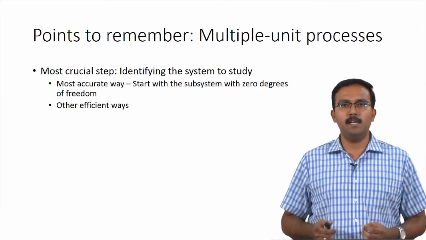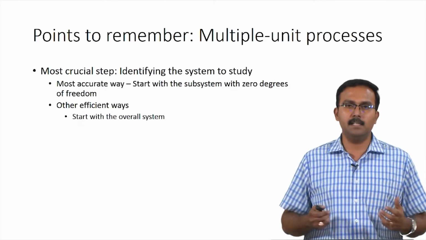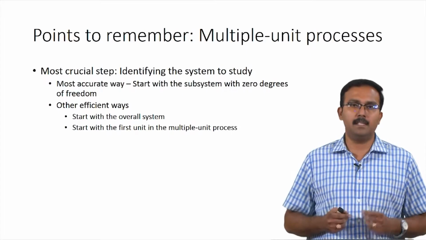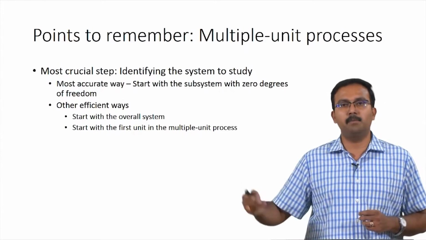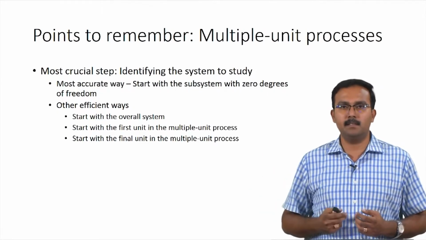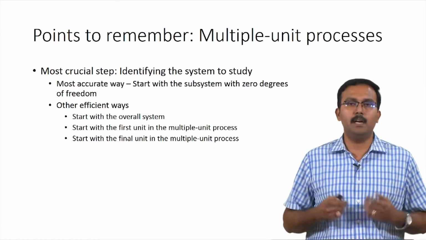The other efficient ways would be to either start with the overall system as a single system, where we consider this as one unit itself, or we start with the first subunit of the system and start performing calculations, or we can start with the final subunit in the system and start performing the calculations. Amongst these three, where do we start?